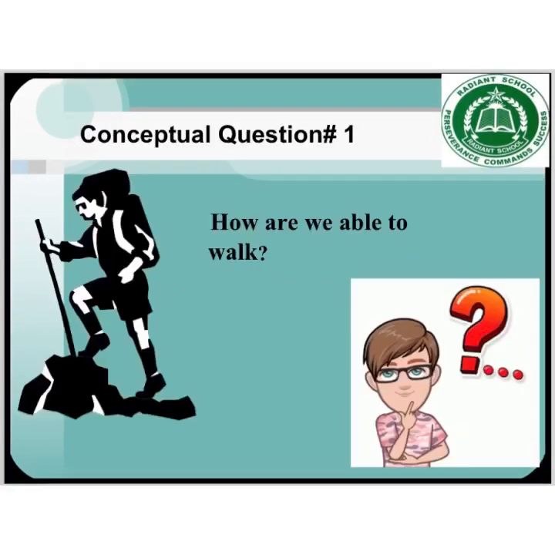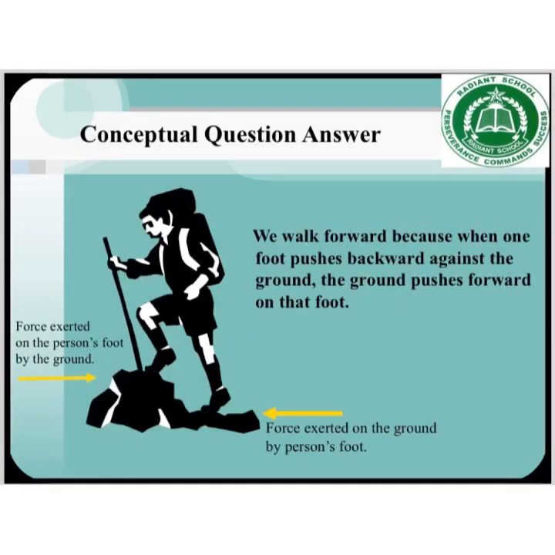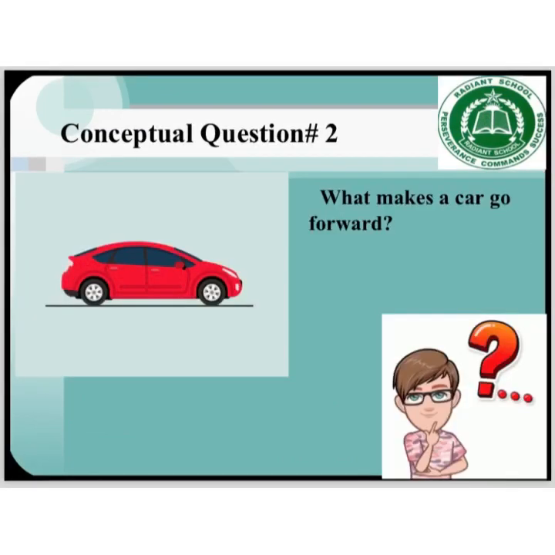There is another question, students: how are we able to walk? The answer to this question is we walk forward because when we push the ground with our feet in the backward direction, as a result the ground pushes us in the forward direction. So when we walk forward, one foot pushes backward against the ground and the ground pushes forward on that foot. So here you can also see that action and reaction forces are both applied onto different objects. So we can also say that here both the forces do not cancel each other's effect.